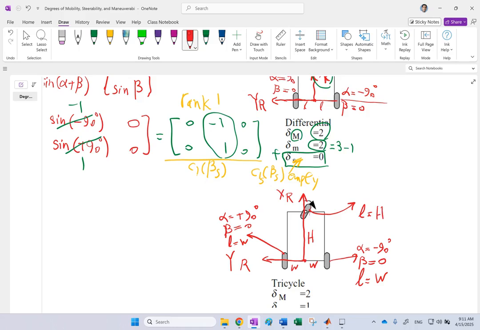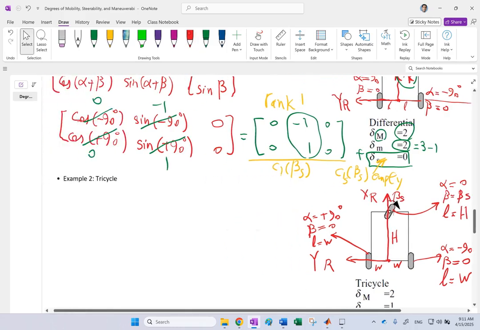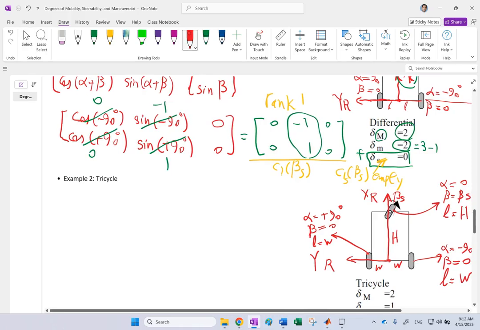Alpha is the angle between the radial line and the x-axis, which align in this case. So alpha is 0 for this guy. And beta is this angle here, the angle that you can change. So in this case, beta is simply beta S. It's the angle of this steering wheel that you can have.